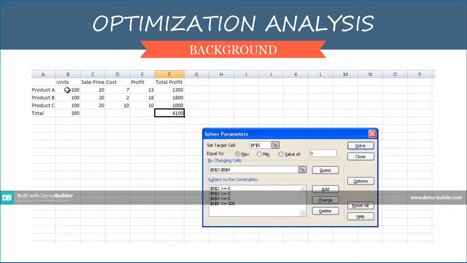Then we set constraints for cells B2, B3, and B4, all of which are set to be greater than or equal to 0 to return positive values. B5 is set to less than or equal to 300, assuming production of units won't exceed 300. Then click Solve.